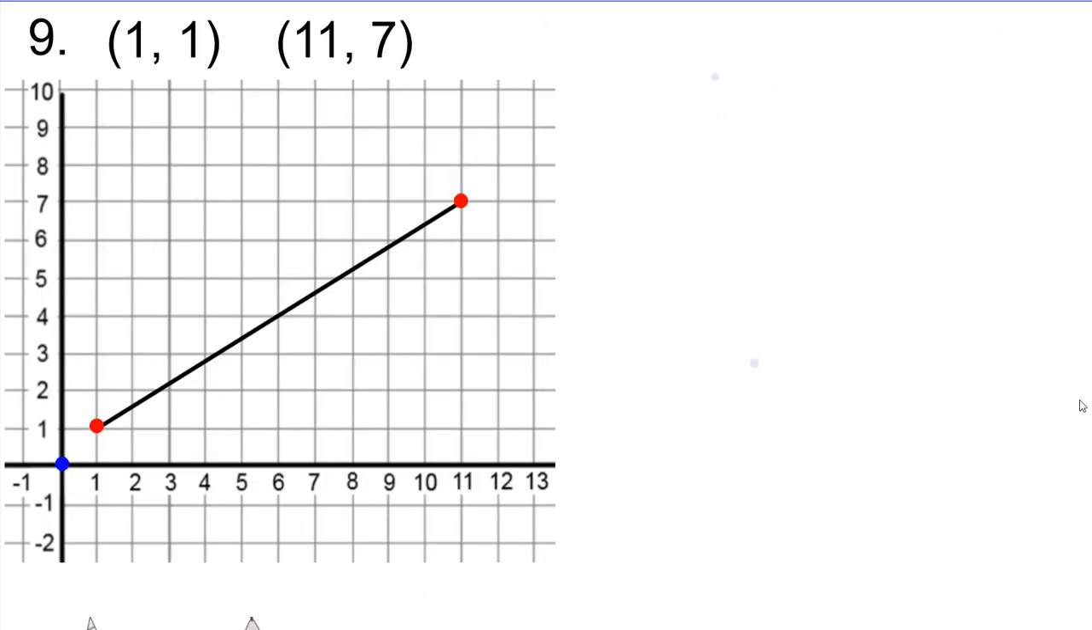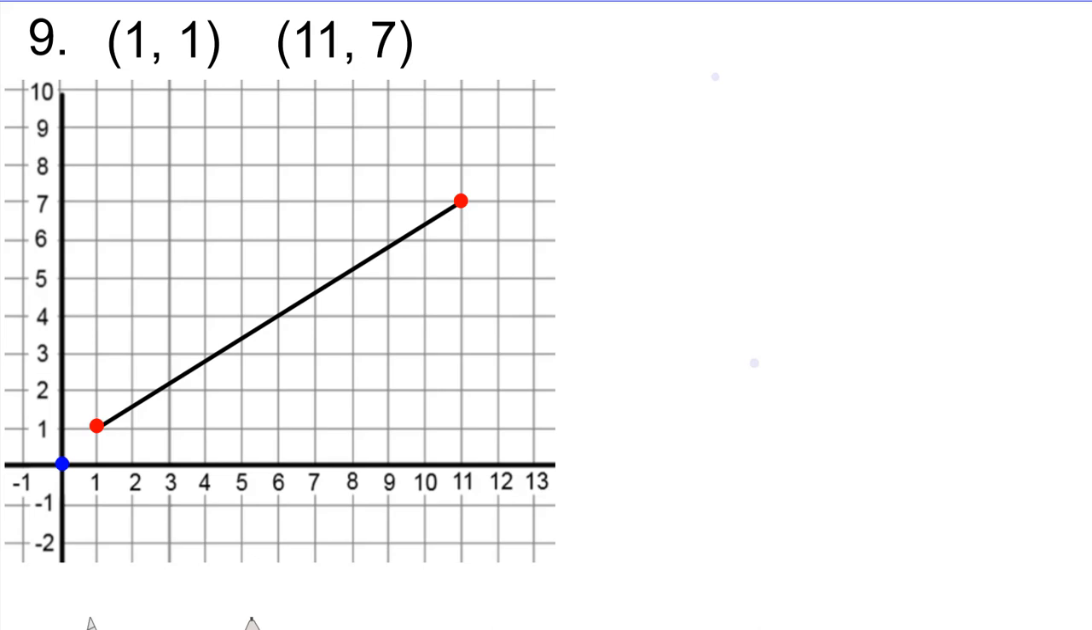All right, on the back side, we got 6 problems here, and they want you to solve for both the radius, the midpoint, and then graph it out. So yeah, we do have 6 problems there.